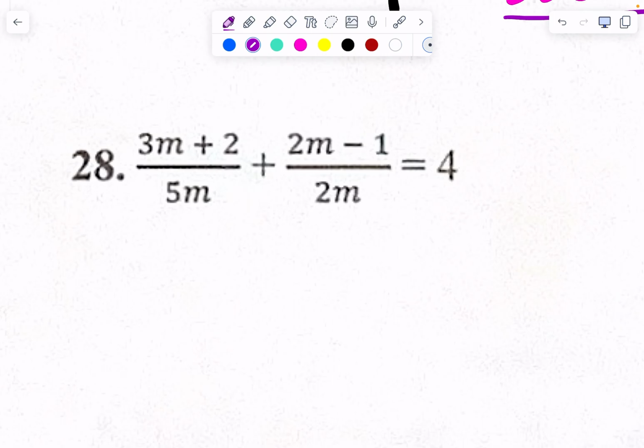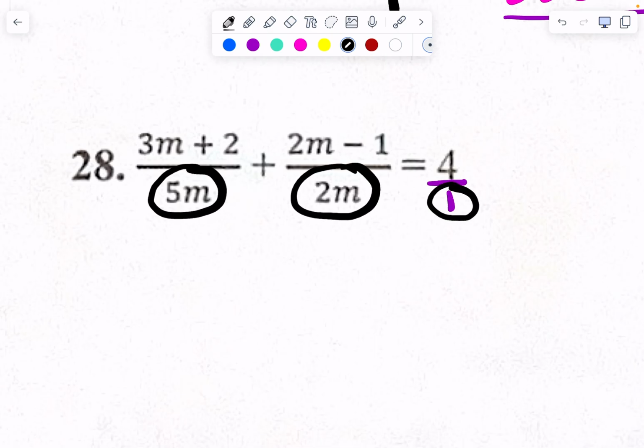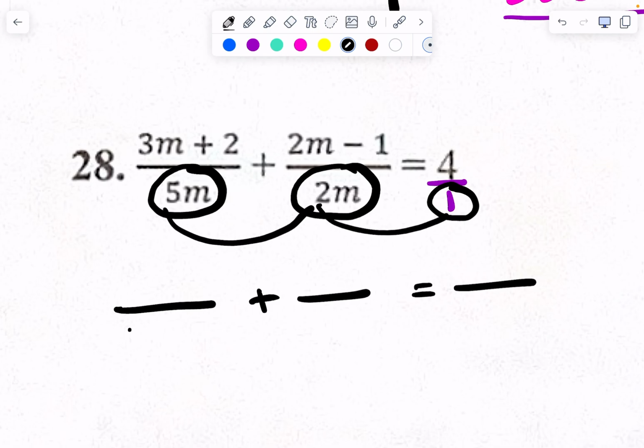First things first, I would make this 4 over 1. Make that into a fraction. Okay, now we're looking at denominators. I'm looking at 5m, 2m, and 1. I have my 3 pieces. What does your common denominator have to be? 5 and 2 and 1. My common denominator would be 10, but then I need an m to go with it. So 10m, do you guys understand how that works?